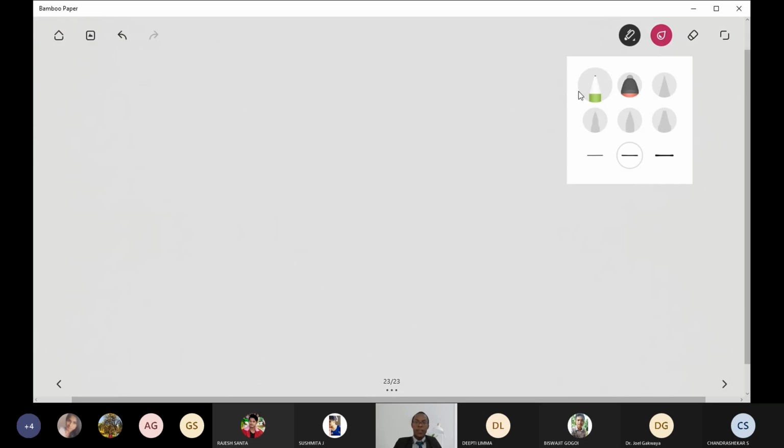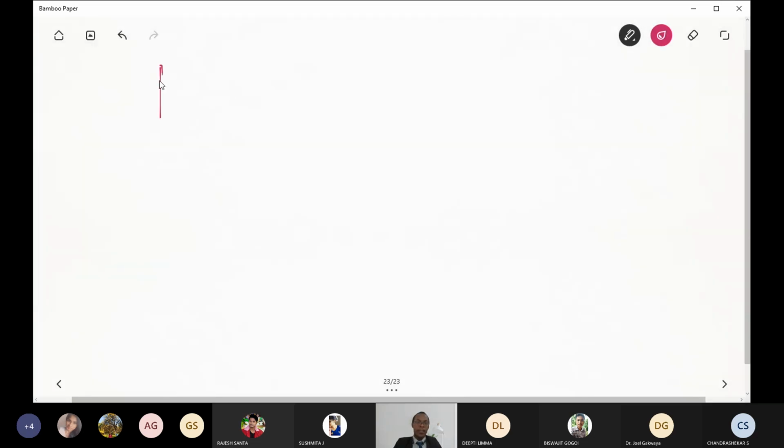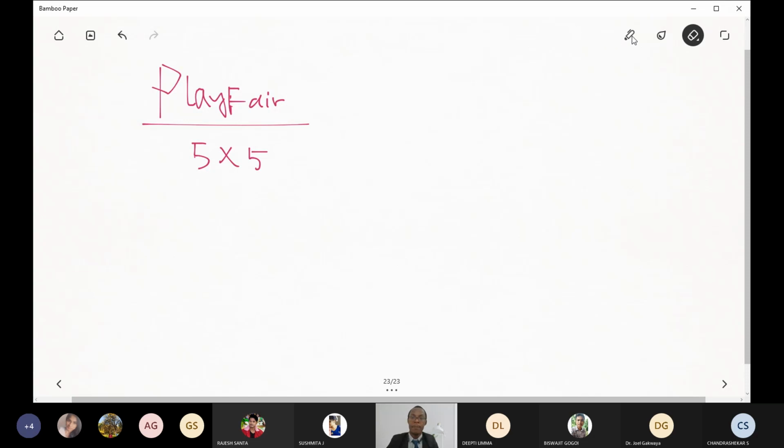In this Playfair, we are going to use a 5 by 5 matrix. That is the first thing to understand. In these 5 by 5 matrices, it is based on the alphabet.